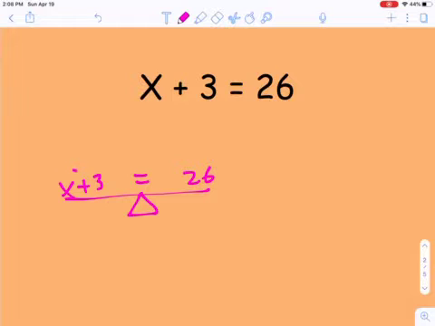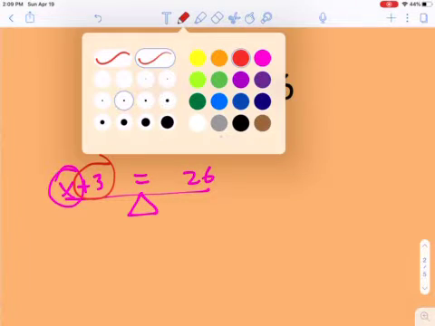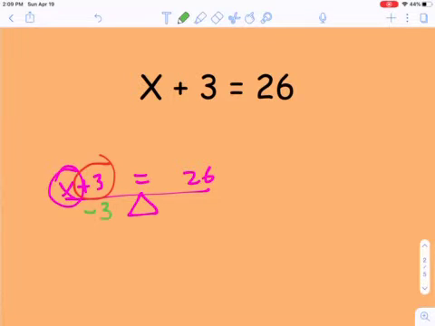But if I want to get this x by itself, I'm going to have to take this plus 3 and get rid of it somewhere, kick it off somehow. So what we do in algebra is we move it to the other side. If the 3 is being added, we're going to subtract the 3. But because I'm taking 3 away from this side, this side's going to be lighter, and then you don't have a balanced equation.